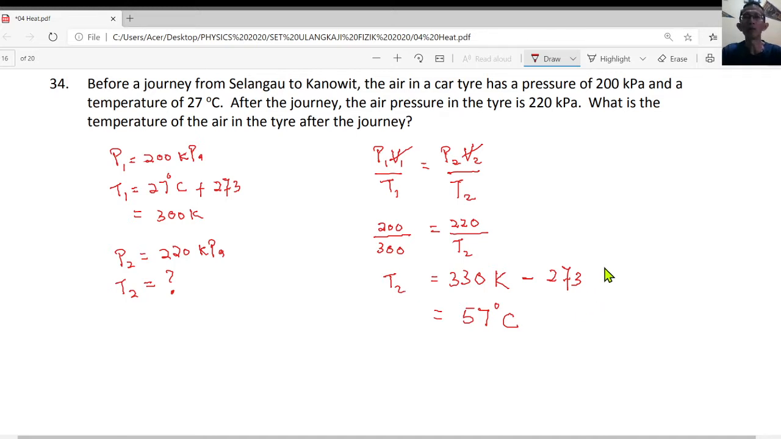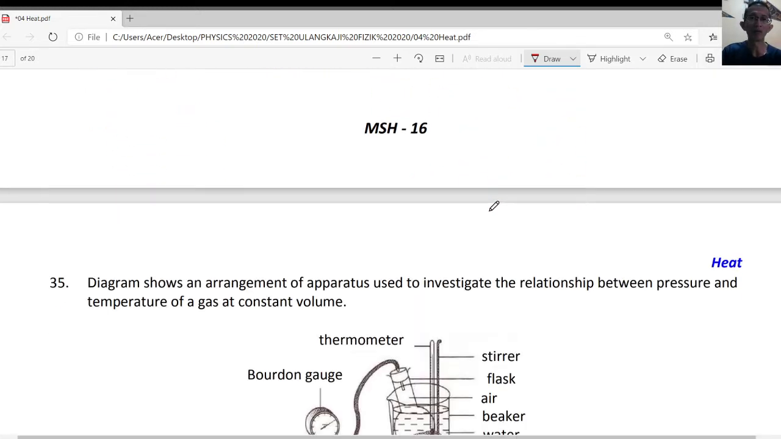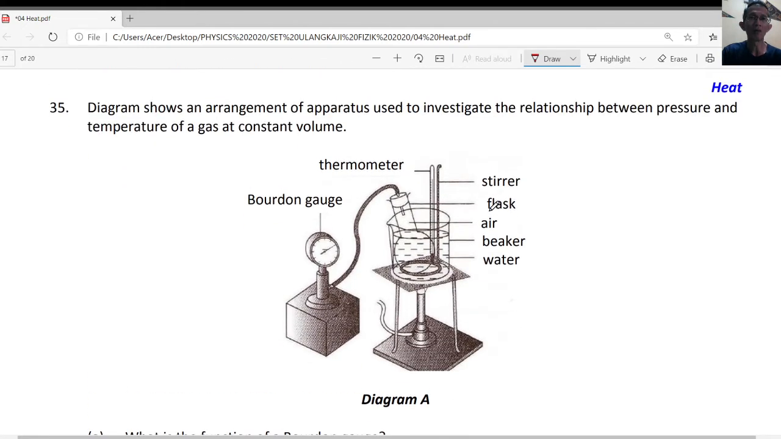Let us move to question number 35. Diagram 35 shows an arrangement of the apparatus used to investigate the relationship between pressure and temperature of a gas at constant volume.